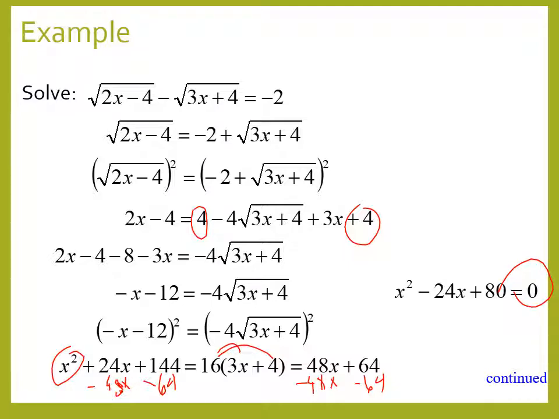So I have to think of what two numbers add to give me negative 24, but multiply to give me 80. So I get two beautiful magic numbers, and those beautiful magic numbers are 20 and 4. 20 times 4, negative 20 and negative 4. Negative 20 times negative 4 is positive 80. Negative 20 plus negative 4 is negative 24. So therefore my factors lead me to my possible solutions, which are 4 and 20.